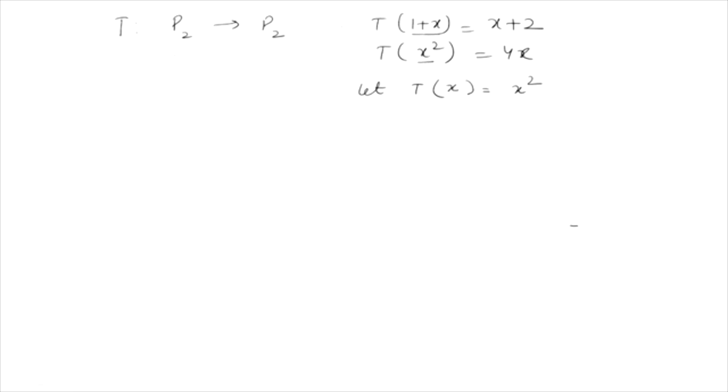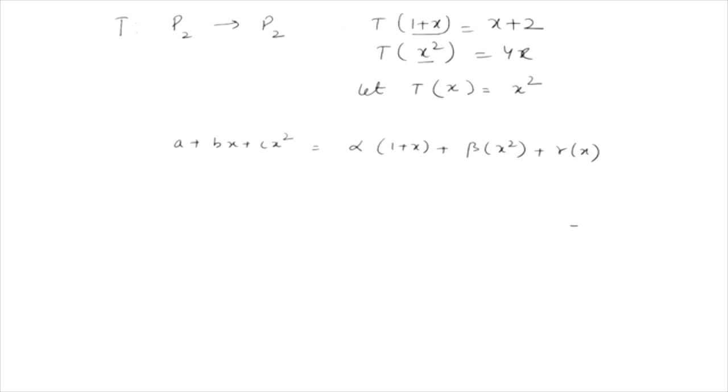Now you take any polynomial of P2, say a plus bx plus cx square. That can be written as alpha times 1 plus x plus beta times x square plus gamma times x, because these 3 vectors are linearly independent. And how many vectors are these? 3, and the dimension of P2 is 3. So this will form a basis of P2, and any vector in P2 can be written as a linear combination of elements of the basis.